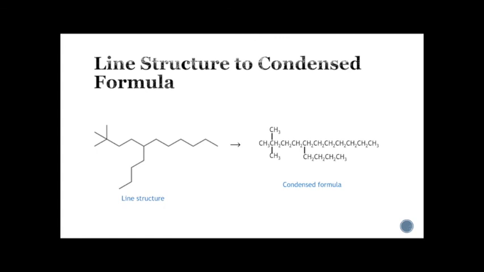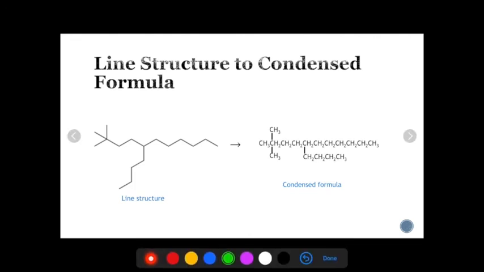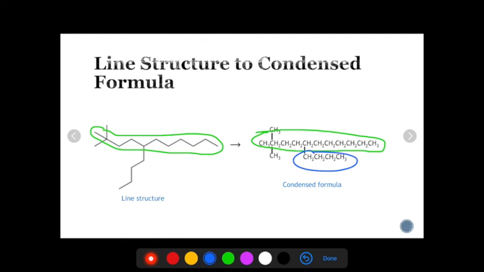And just to show how to go from a line structure here to a condensed formula, you can go in between both. Okay, so these two are exactly the same. So we have, this right here is just this right here, okay? And then this right here is this right here. And then these two are right here. Okay, so we can go in between the different formulas or structures.